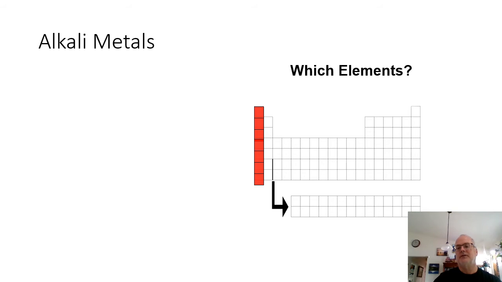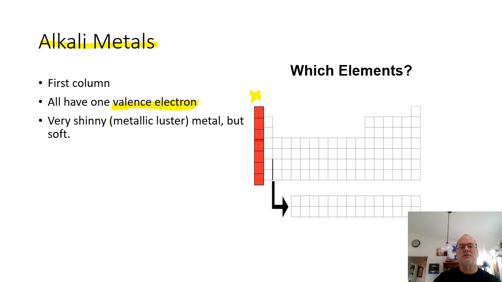For each of these different families, this is what I need to have notes taken. With the alkali metal family, these are the characteristics that we find. They're found in the first column right here, column number 1. They all have one valence electron in their outer energy level. That's one of the characteristics that makes them a family. They are all metals, so they're going to be very shiny. They have a lot of luster, but they're soft. They're so soft that you could actually cut them with a butter knife.